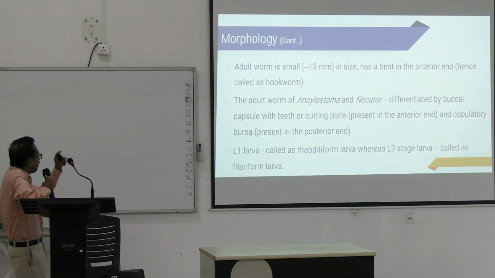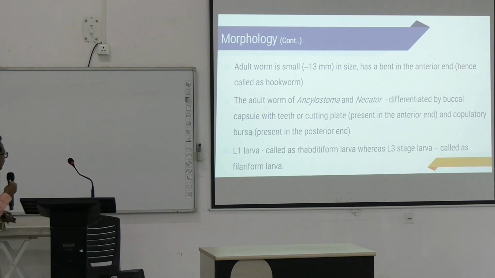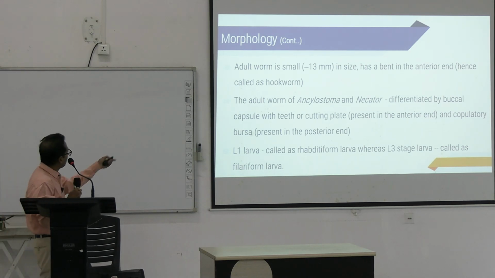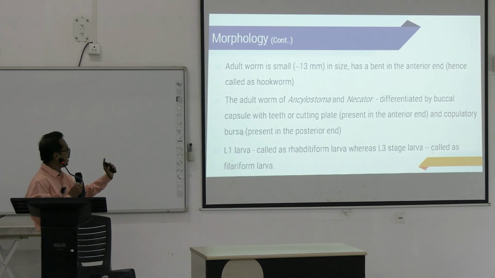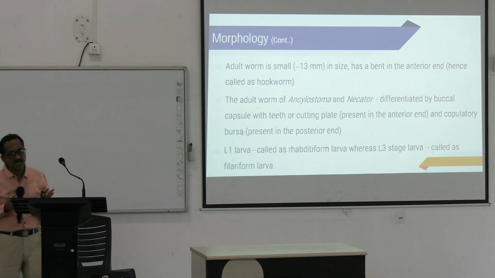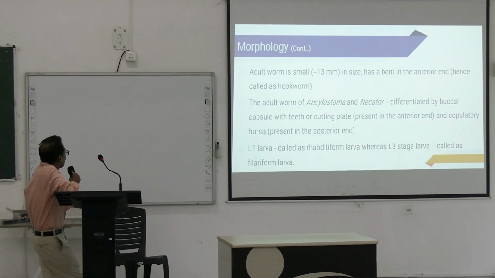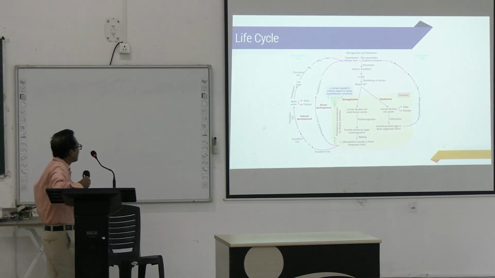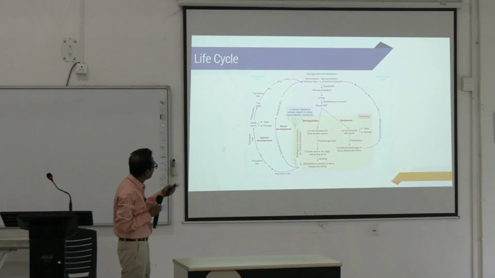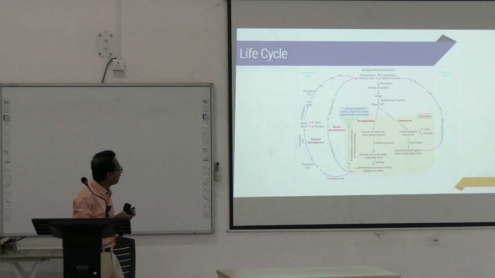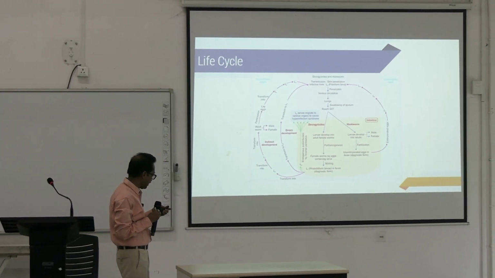Adult worm is small, 13 mm, has a bend in the anterior end, that's why it is called hookworm. They are differentiated by the buccal capsule, number of teeth and cutting plate. I will come to that table. There is a table differentiating between Ancylostoma and Necator americanus in the last. So this is the life cycle. The cycle is almost the same for Strongyloides and hookworm. Very difficult to understand from this small writing, but it is.